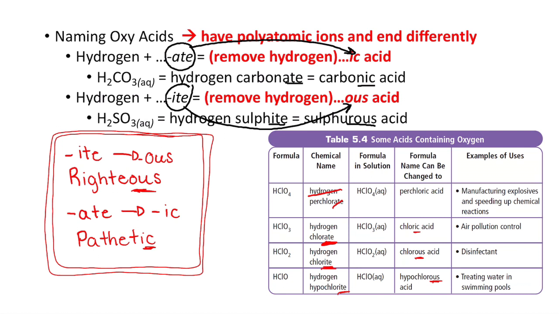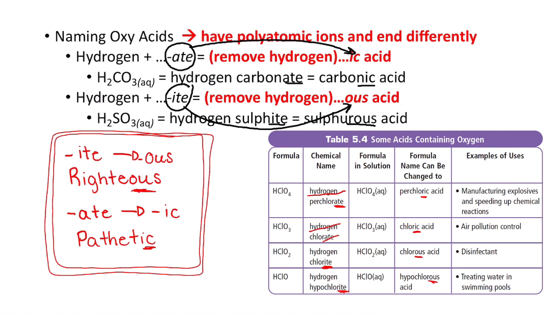The bottom right table shows you some other common oxy acids, as well as some examples. Important to know: we drop the hydrogen, change ATE to ic, so perchloric acid. Hydrogen chlorate, drop the hydrogen, change the ATE, it becomes chloric acid. Same thing, ITE to OUS, ITE to OUS. So it is important that you know these naming rules.